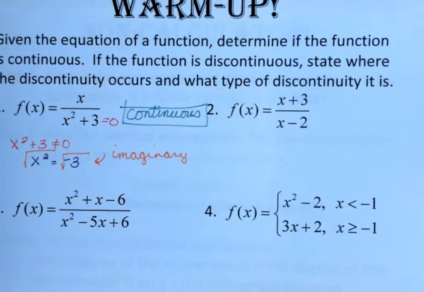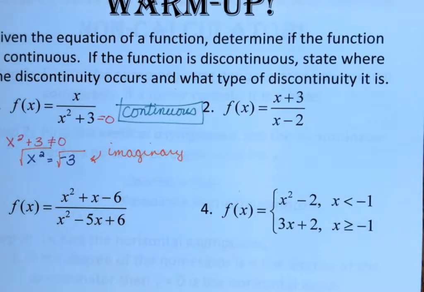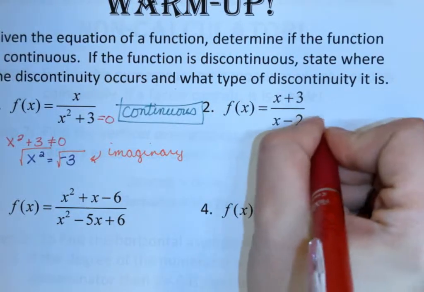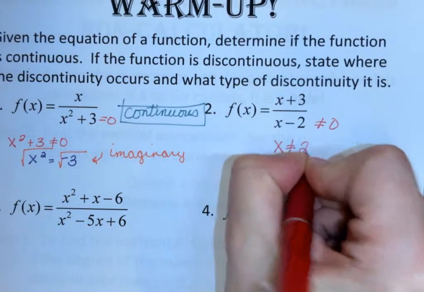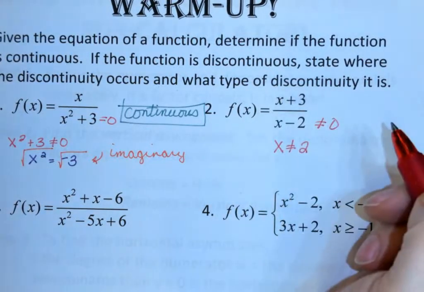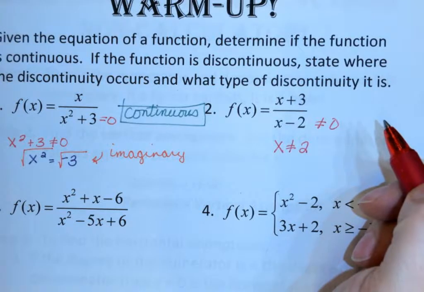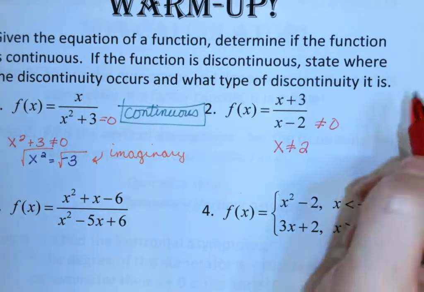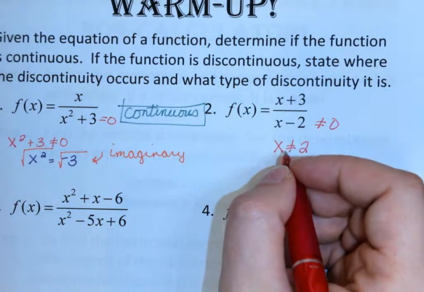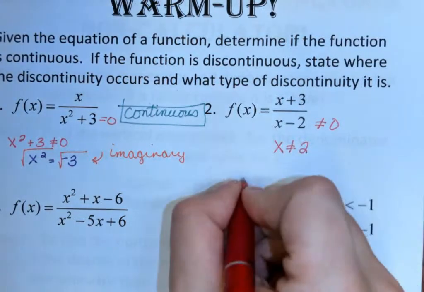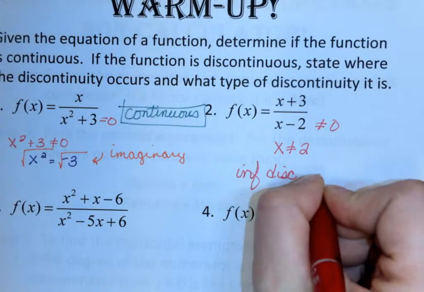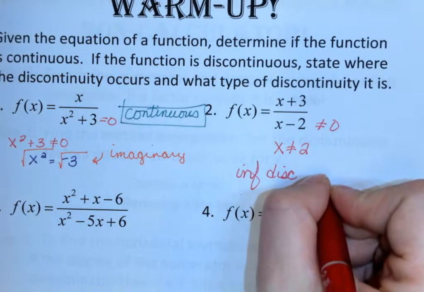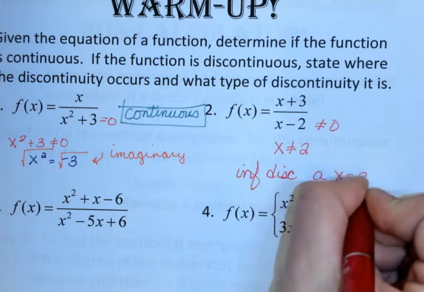Okay. For number 2, do we have restrictions on number 2? X cannot equal 2. Now, is any of that going to factor away, cancel out? No. And if it doesn't cancel out or factor away, what does that leave me with? An infinite discontinuity. And where is that? At x equals 2.